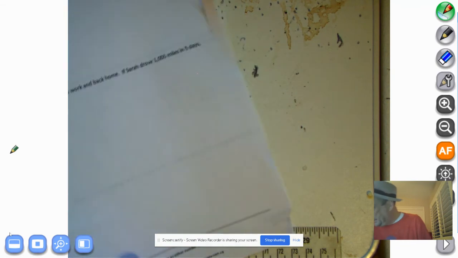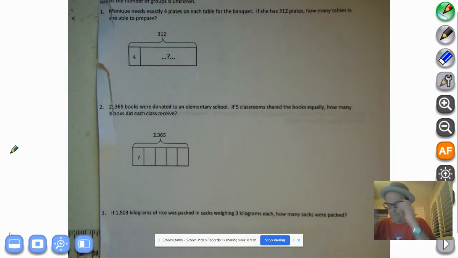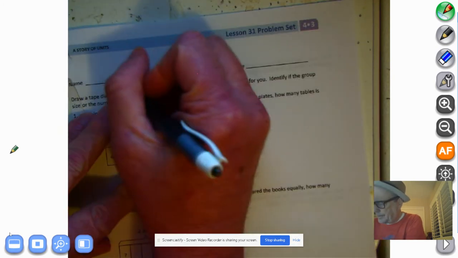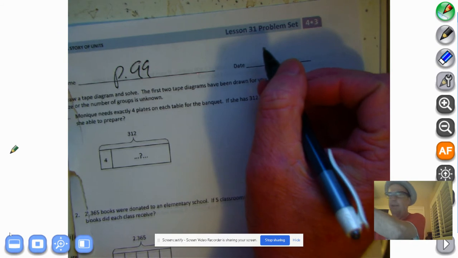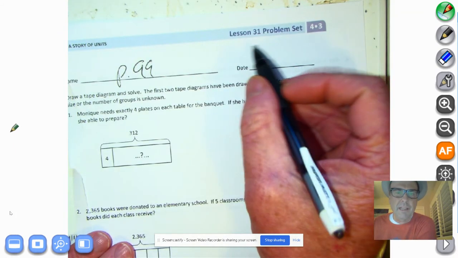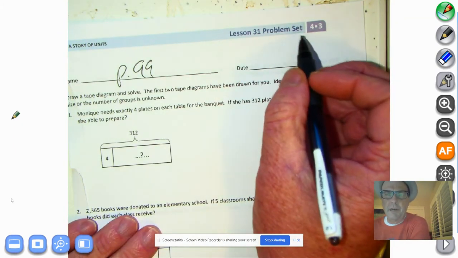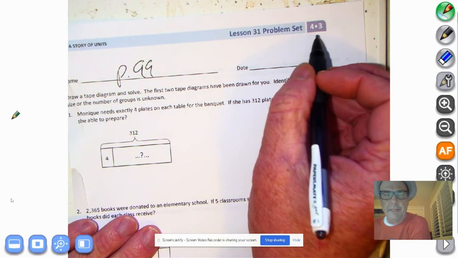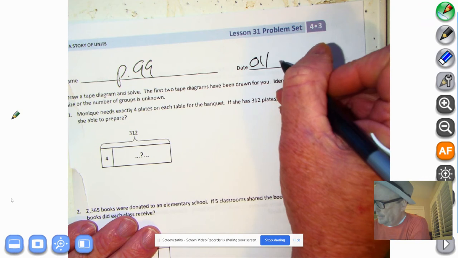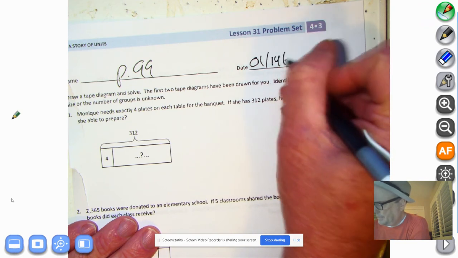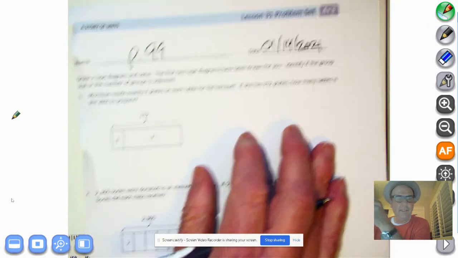We need to get out page, what page is that? Page 99 from our problem set. So it's page 99, and I'll get a little light on the matter here. There we go. Lesson 31, problem set, module 3, grade 4. So there we have it. And today's date is 01, 11, 12, 13, 14, 20, 21. There we have it. Let's get going and see what's what.